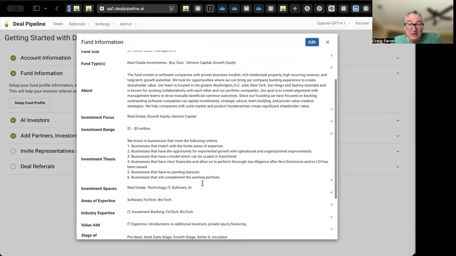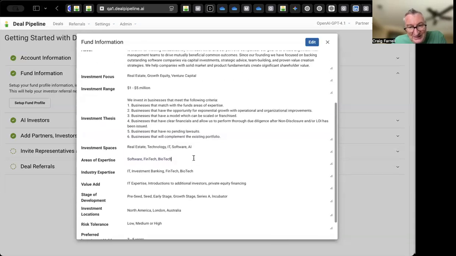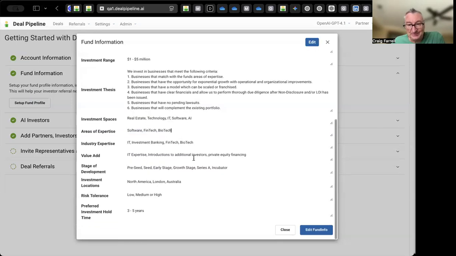Now, this is very important that you do this when you're setting up the fund, because when the AI component of Dealpipeline is evaluating a deal, it uses these fund criteria, the fund profile, to decide if this deal is a good fit for your fund. So take the time to put the information in here, because the AI will be using this when it makes its recommendation of whether you should go to the next stage with this deal or look at it. It's a very important input source for the AI.